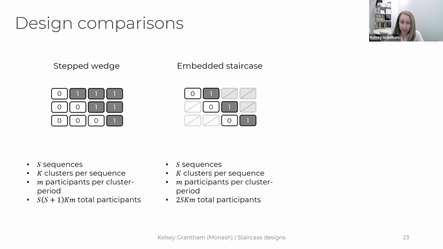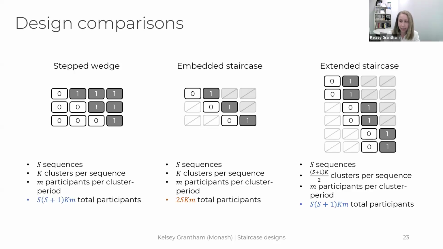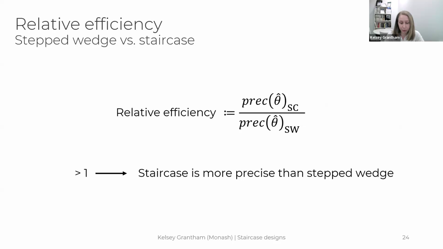So we've kept the number of sequences, number of clusters per sequence, and number of participants per cluster period the same in these comparisons. And then we also considered an extended basic staircase design, which allocates more clusters to the sequences of the design so that the extended staircase would have the same total number of participants as the stepped wedge. We then looked at the relative efficiencies for stepped wedge compared to staircase designs, where we defined the relative efficiency as a ratio of the precision of the treatment effect estimator for the staircase design to the precision for the stepped wedge design. So a relative efficiency greater than 1 suggests that the staircase is more precise or more efficient than the stepped wedge.